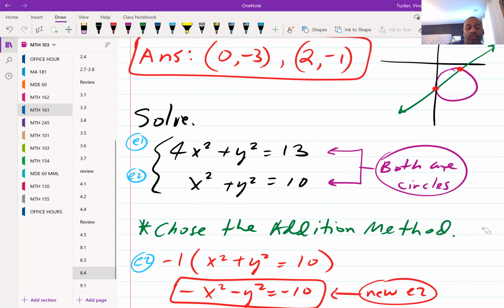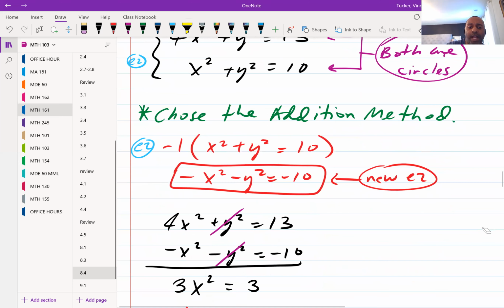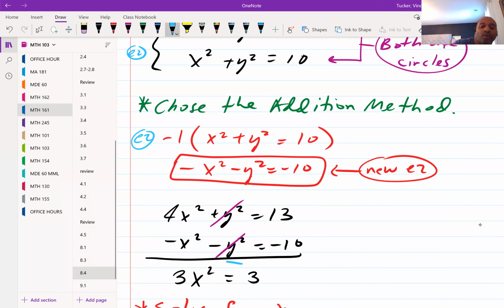So I multiply my second equation by -1. That gives me -x squared minus y squared equal to -10. Notice that is my new second equation. Now I can add my equations together. 4x squared plus y squared equal to 13. -x squared minus y squared equal to -10. My y squares cancel when I add them together. 4x squared minus x squared is 3x squared. 13 minus 10 is 3. So that's my equation that I can use to solve now.